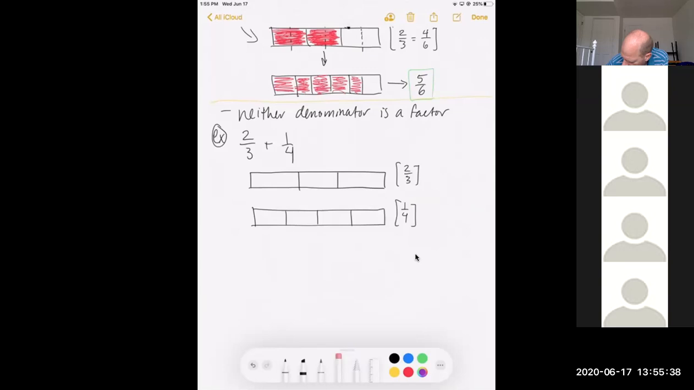So we need to depict our 2/3 here, and our 1/4. So here's 2/3. Here's our 1/4. And so when we want to add them together, we need to express them in the same size pieces, which is finding the common denominator. We can't subdivide one piece to fit the other.